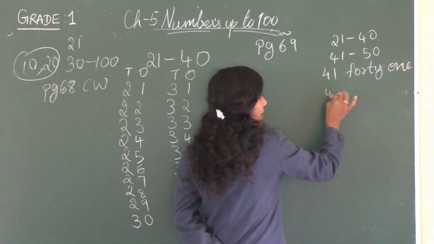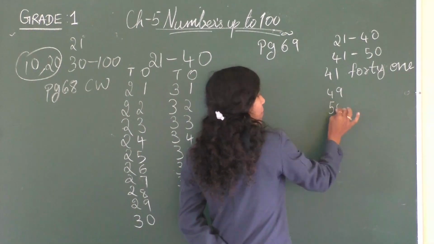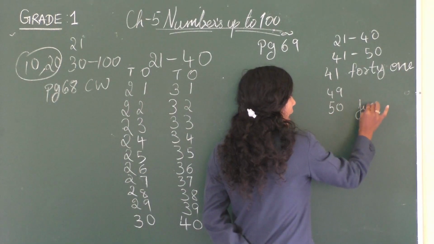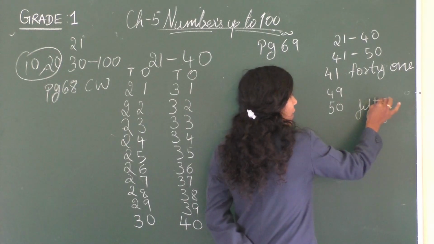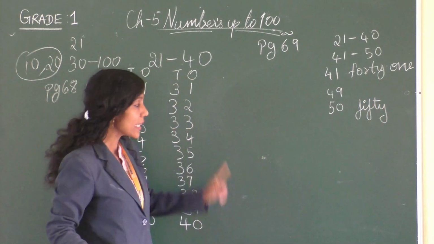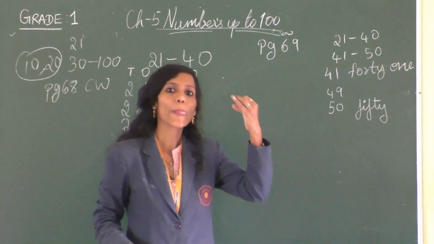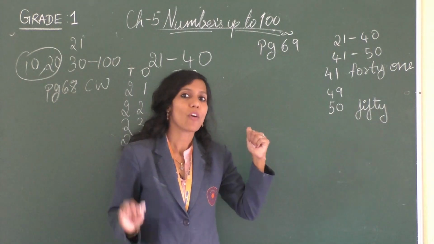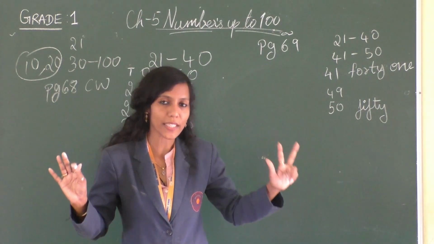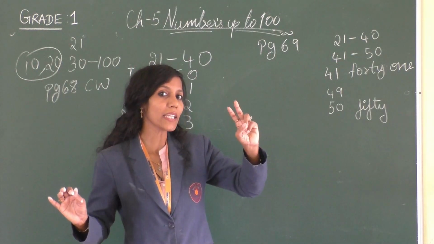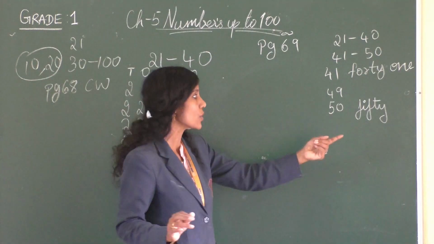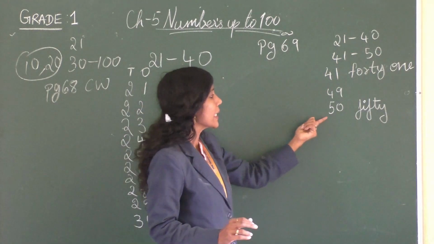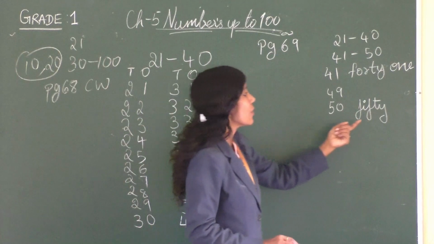After 49, the number which comes last is 50. So how do you write 50? F-I-F-T-Y, 50. Till then it will continue as 41, 42, 43, 44, 45, 46, 47, 48, 49. Then the 10th number will go to the 10th position, making it 50.